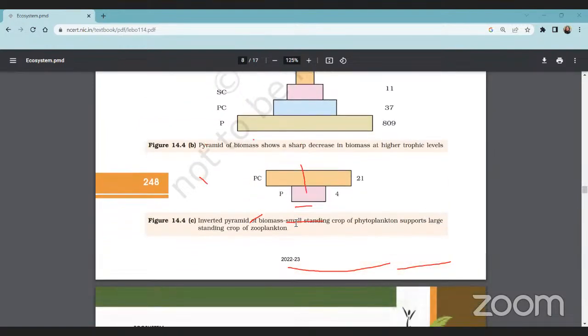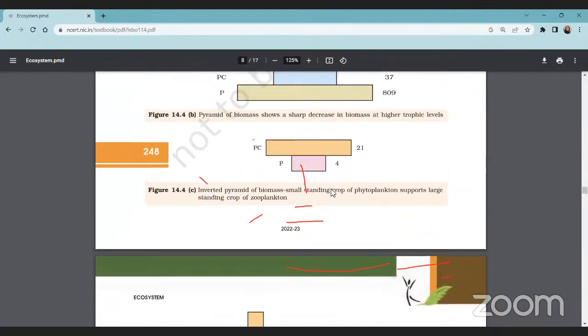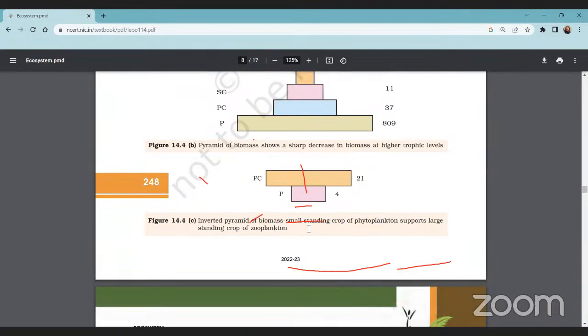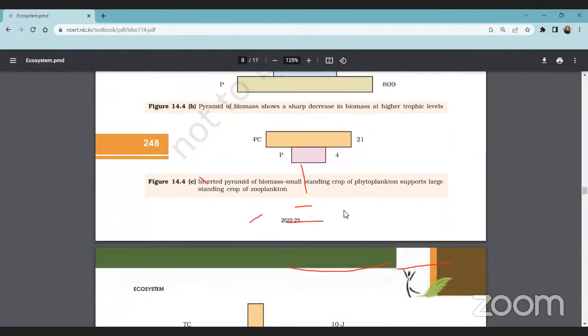And next, about the inverted pyramid. In the inverted pyramid of biomass, these are the producers. They are less in number, and the primary consumers are more in number. In this pyramid, that is inverted in shape. The producers are less, and the primary consumers are more. This is about the pyramid of biomass with a small standing crop of phytoplankton.